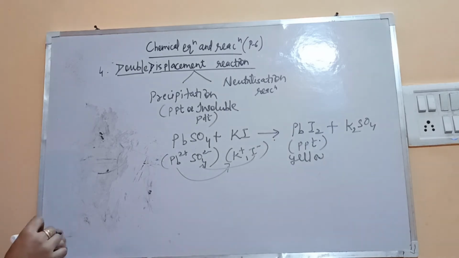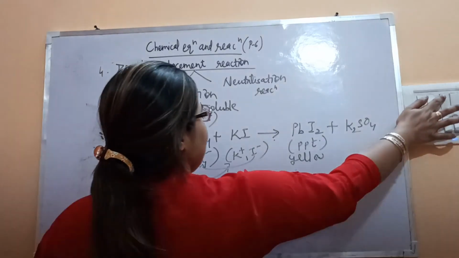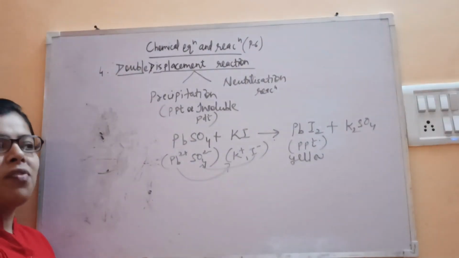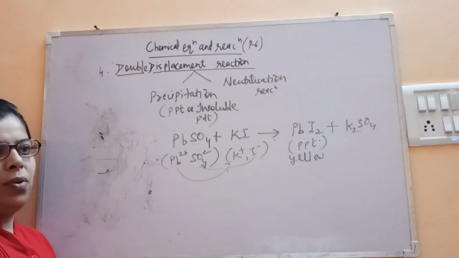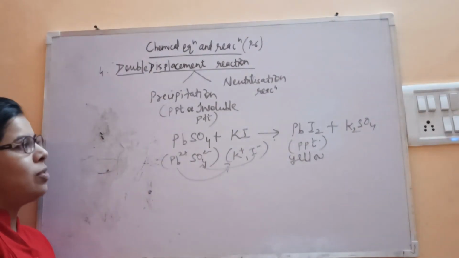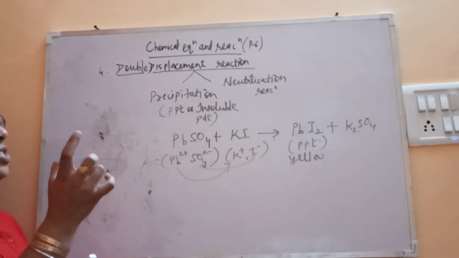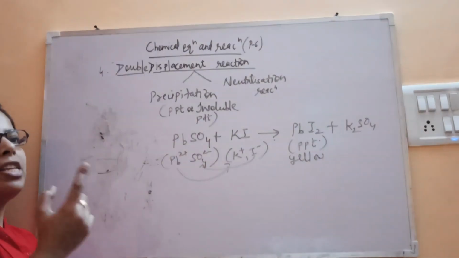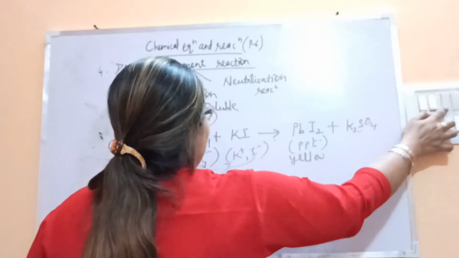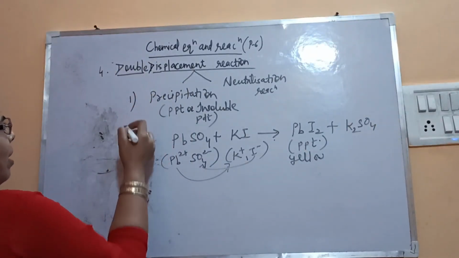Now let's come to the neutralization reaction. Neutralization reactions are those reactions in which aqueous solutions of acid and bases react. We will be studying this again in the second chapter, acids, bases and salts. As the word is neutralization, the acid will neutralize the base and the base will neutralize the acid. So in the neutralization reaction, this is the first part we have discussed.